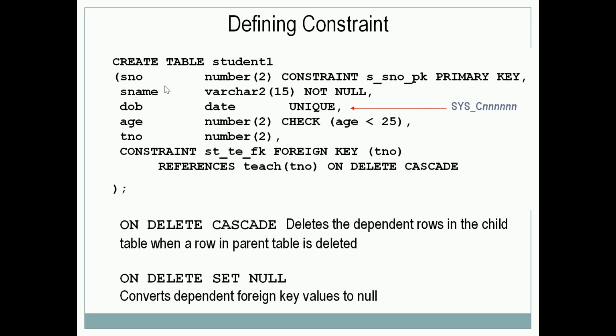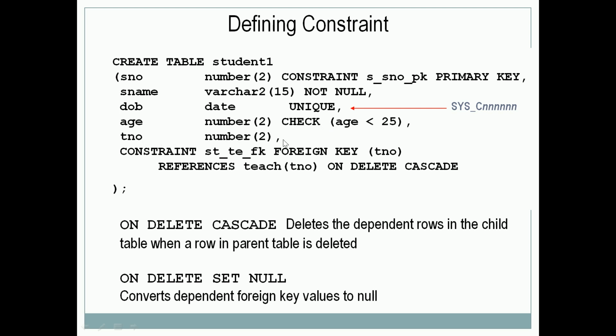Second is sname, varchar2(15), not null. It means there should be some value. Third is date of birth, date, unique. It means date of birth should be unique. We can have a null value once, but we cannot have the same date of birth in 2 different rows. Actually, this is just an example. We know in real life many people have the same date of birth. Age: here all the students should have age less than 25 because we have a check constraint.